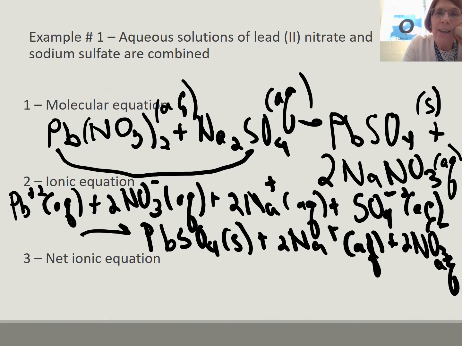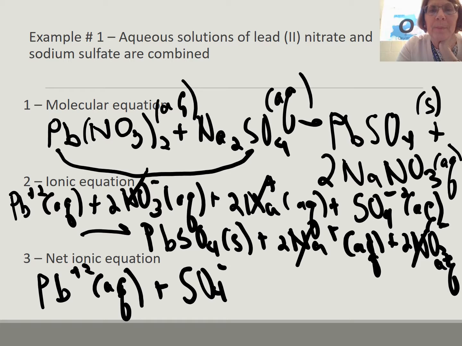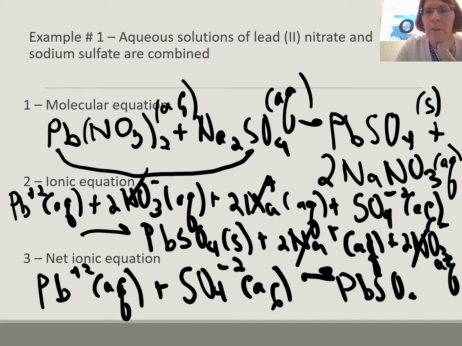All right, so then our net ionic. That's our ionic. So our net ionic is just the stuff that's involved with the solid. So we're going to get rid of the nitrates, and then we're going to get rid of the sodiums, and what's left is Pb plus 2 aqueous plus SO4 negative 2 aqueous makes PbSO4 solid. And that's our net ionic.